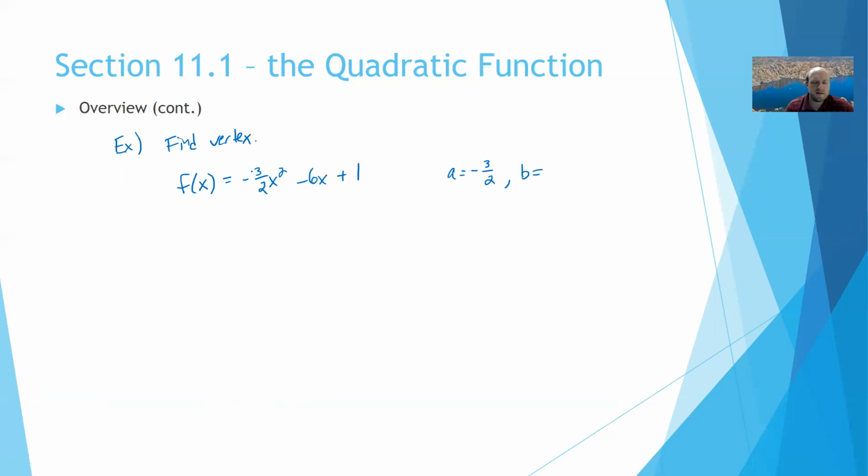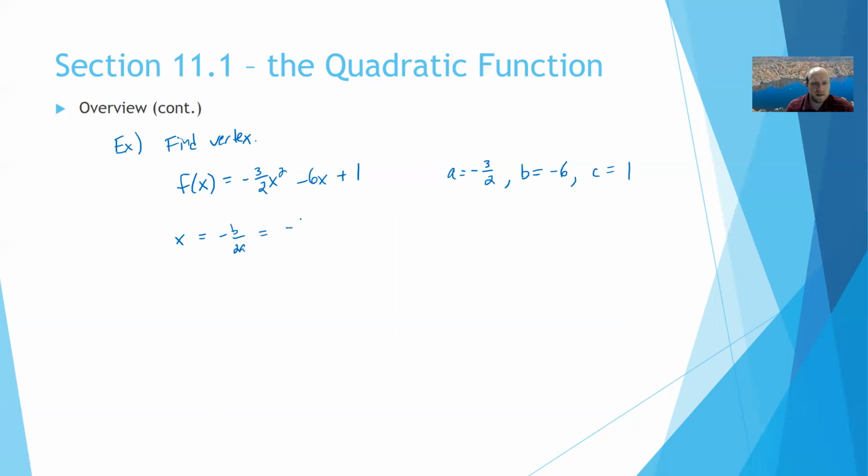But a is equal to -3/2, the coefficient in front of x squared. B is equal to -6, again the coefficient in front of x. And then c, we don't need it for the vertex, but c is equal to 1. So then what we do again is we have our formula to find the x value, -b/2a, and we substitute in here.